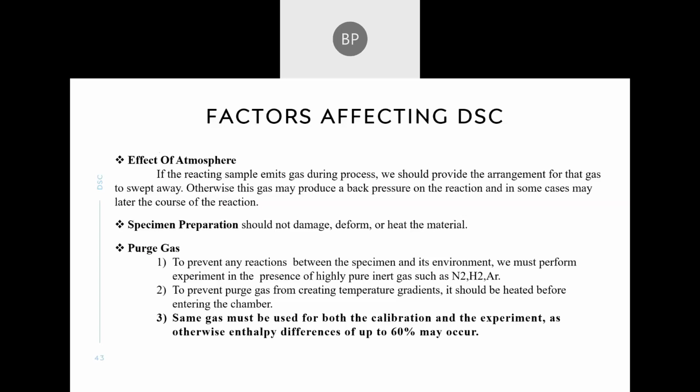But sometimes we might think that this inert gas also has some Cp value, and it might change due to the heating and temperature. To avoid that, we are using preheated inert gas in such a way that there won't be any temperature gradient. And the limitation that we need to check here is that we need to use the same gas for both the calibration and the experiment. If the gas is varied, then our enthalpy change values might vary up to 60%.